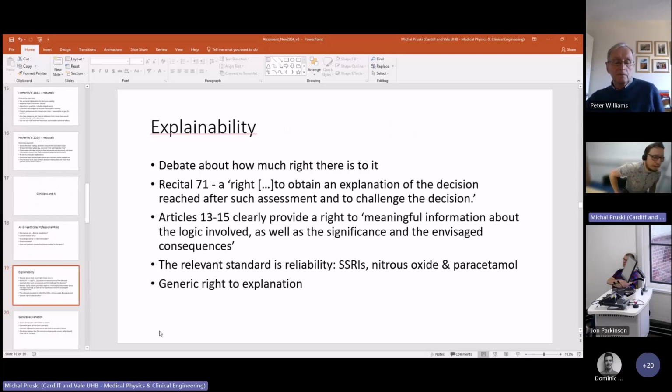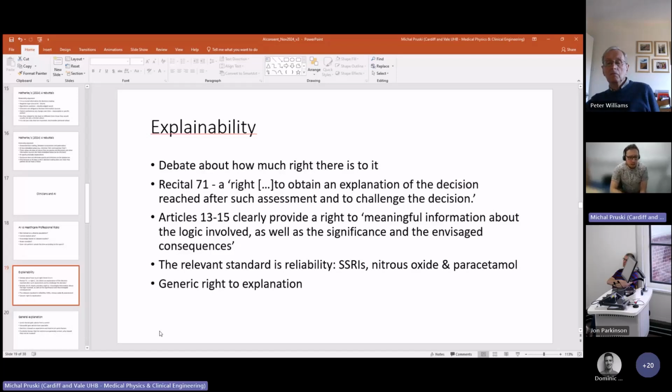As to explainability, with regards to AI, there's a debate about how much of a right there is. Again, Recital 71 of the GDPR says that there is a right to an explanation of the decision reached after such assessments and to challenge the decision. And Articles 13 to 15 clearly provide the right to meaningful information about the logic involved and envisaged consequences. So even with opaque AI, there's hopefully an ability to provide a generic explanation, but not necessarily the specifics.